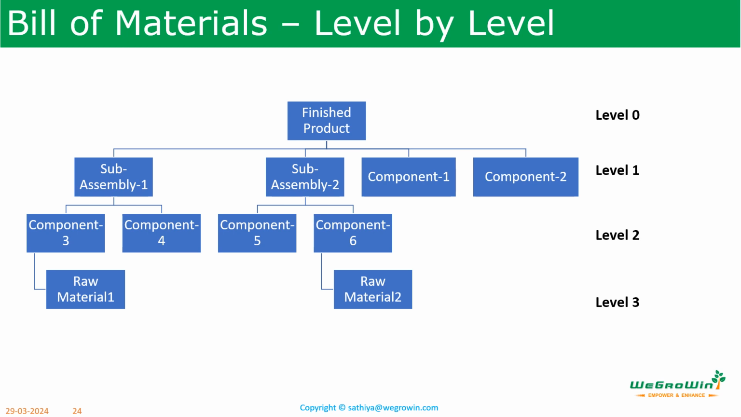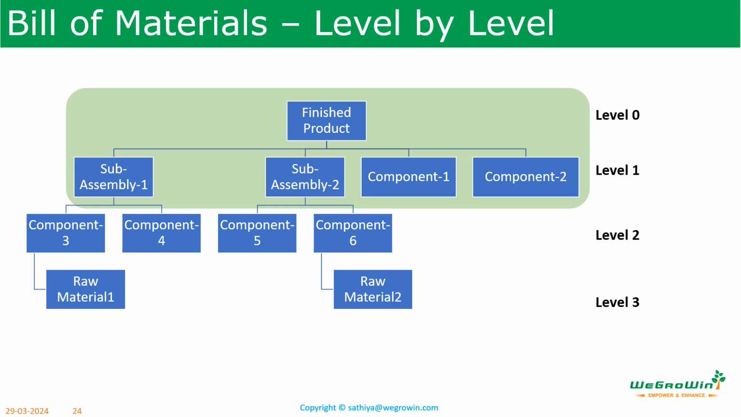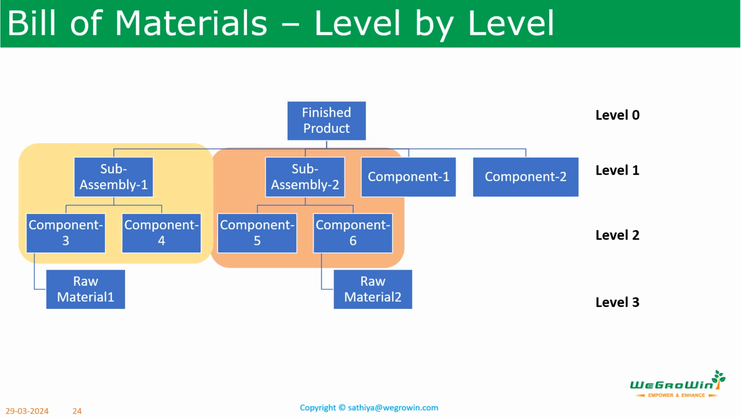Let us understand with the same example, the same illustration. We'll see how the level by level BOM is seen. For example, to produce this finished product, we need the first level BOM, no? Subassembly 1, subassembly 2, component 1, component 2. This is one level. And then we want to see the bill of material for subassembly 1 and subassembly 2. This is called the next level. That is the next level.